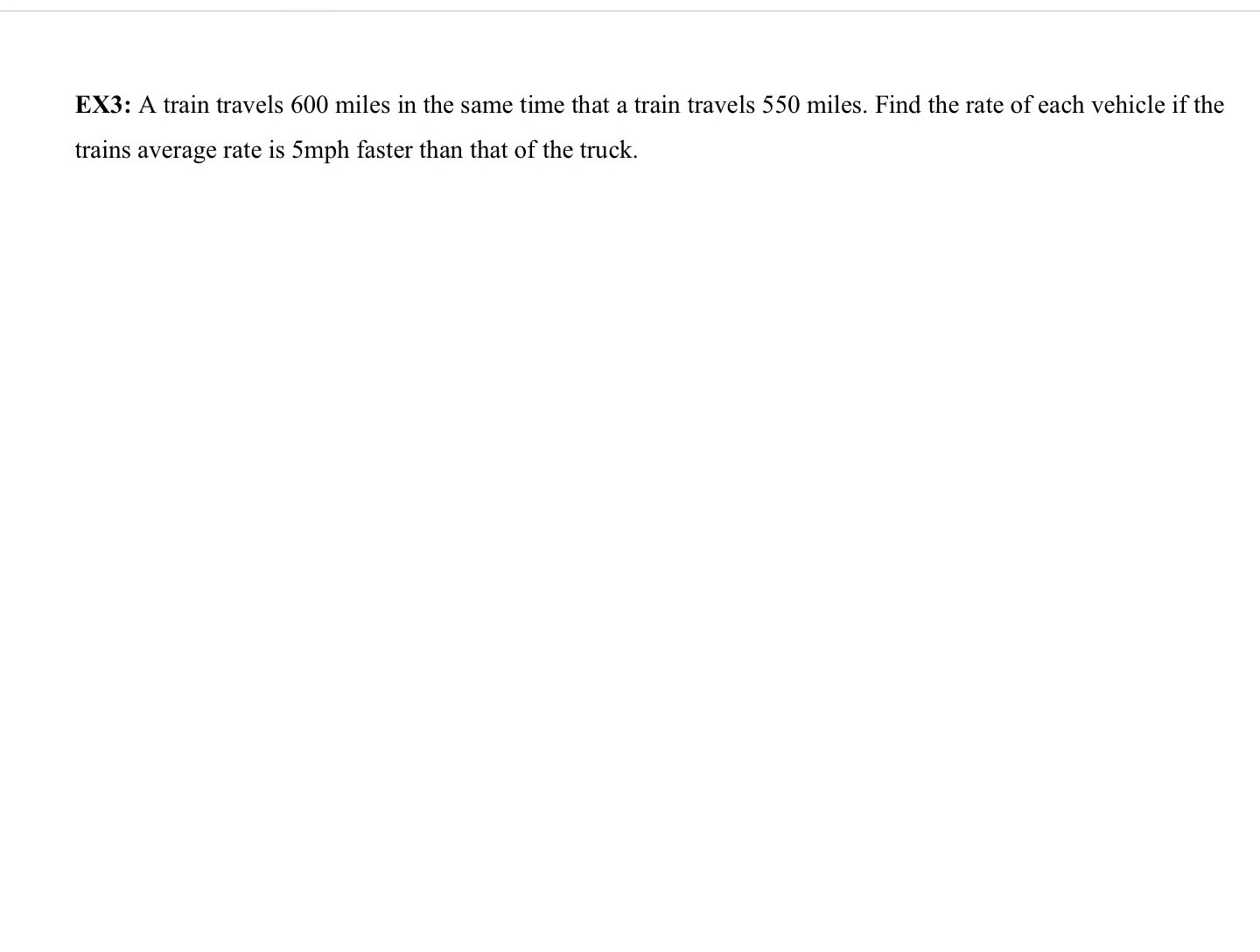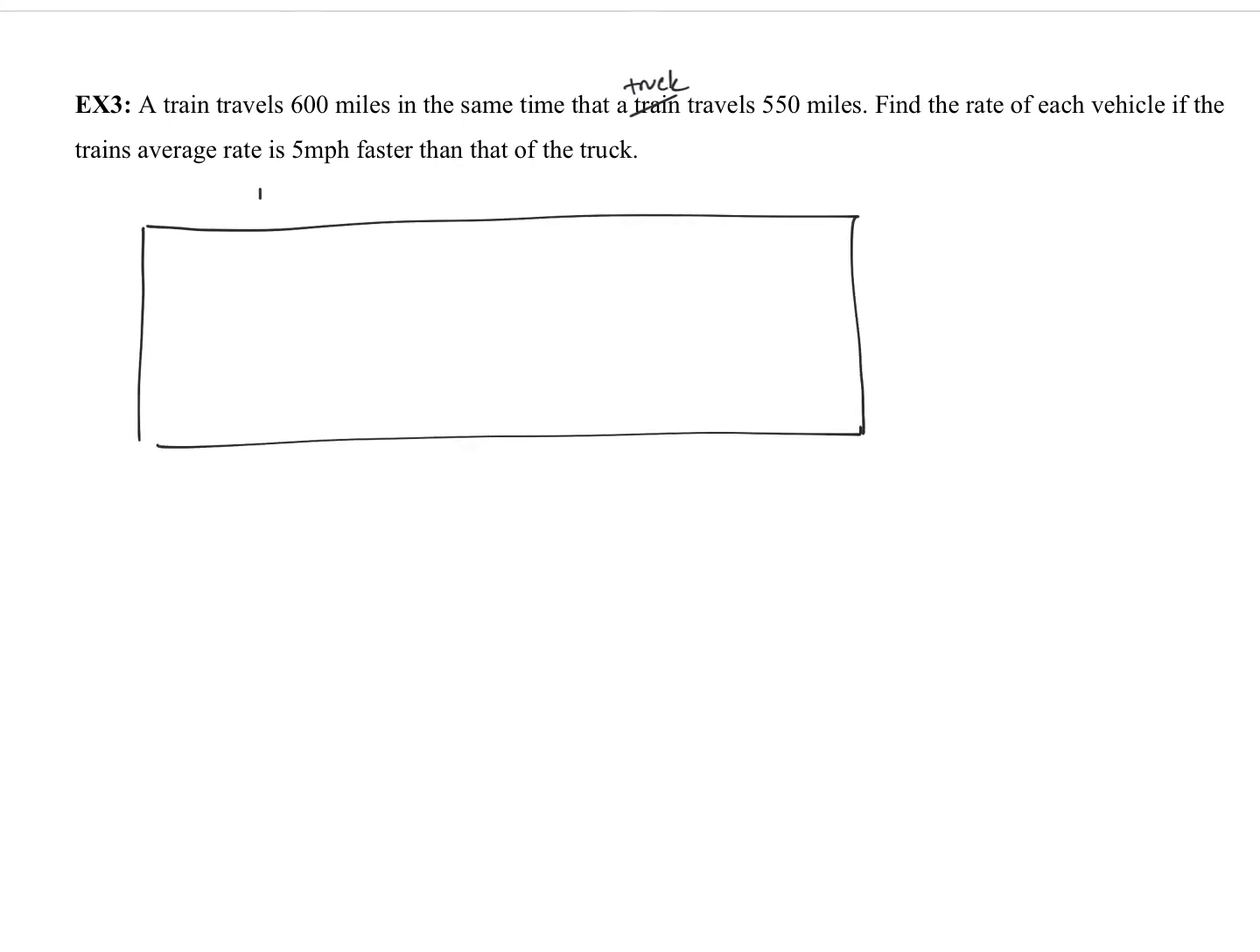A train travels 600 miles in the same time that a truck travels 550 miles. Find the rate of each vehicle if the average train rate is 5 miles per hour faster than that of the truck. This is a distance problem, a motion problem, right? So because of it being a motion problem, I'm going to go ahead and set up a chart for a motion problem. We know that distance equals rate times time. This is in general for motion problems. So since we're talking about two different objects, I'm going to go ahead and set this up for two different objects. We have a train and we have a truck.